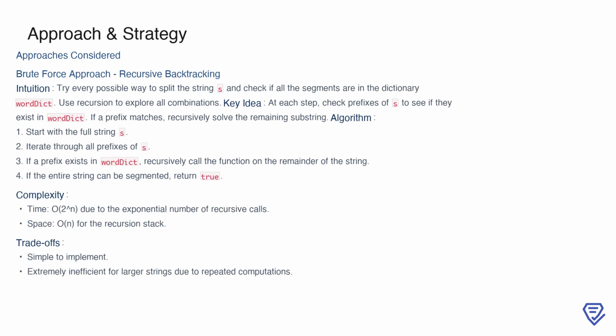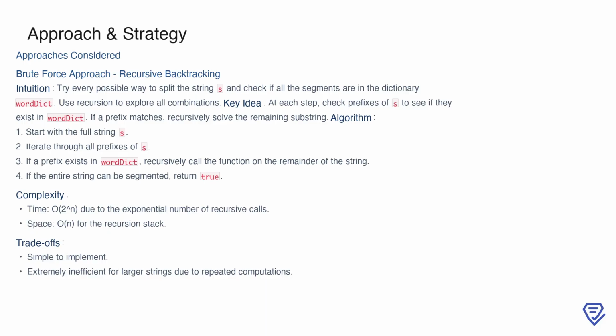To begin analyzing the problem, we can first consider a brute force approach using recursive backtracking. The intuition here is to try every possible way to split the string S into segments and check if each segment exists in the given dictionary, WordDict. At a high level, this approach works by iterating through all prefixes of the string and checking if a prefix matches a word in the dictionary. If a valid prefix is found, we recursively apply the same logic to the rest of the string. The algorithm starts with the full string, iterates through possible prefixes, and recursively solves for the remaining substring.